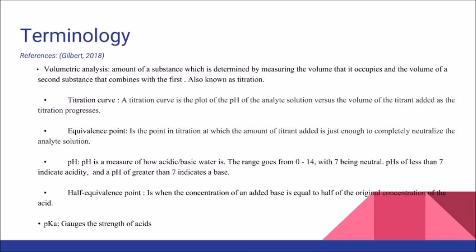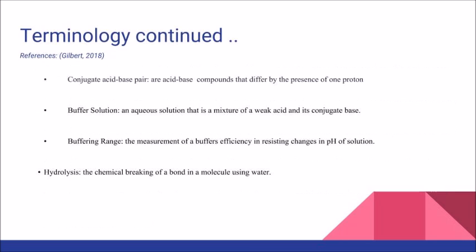When talking about accepting and donating protons, you can think about conjugate acid-base pairs, because all acids have a conjugate base, which is made when their protons have been donated, and the bases are formed when protons have been accepted. Conjugate acid-base pairs are also known to work as effective buffers, which leads us into our next term, buffer solution, which is an aqueous solution that is a mixture of a weak acid and its conjugate base.